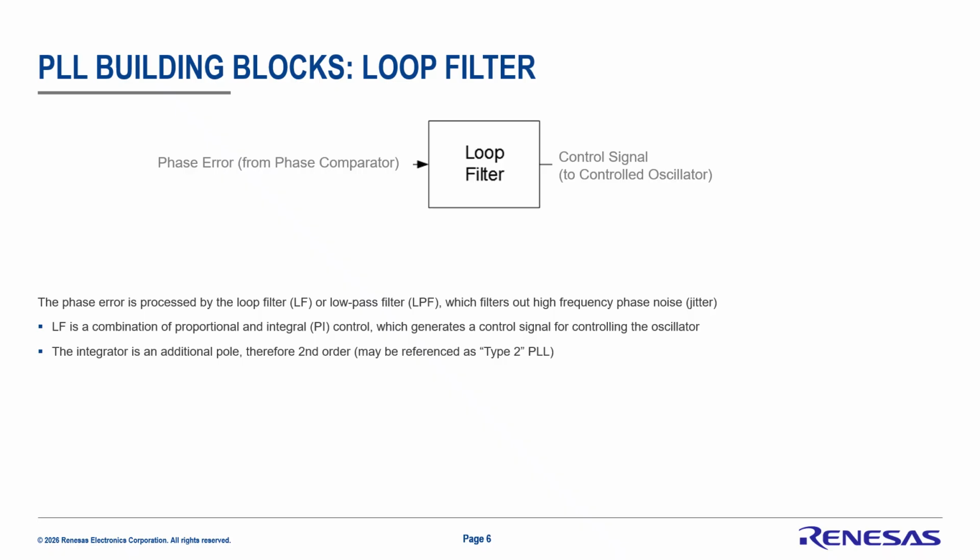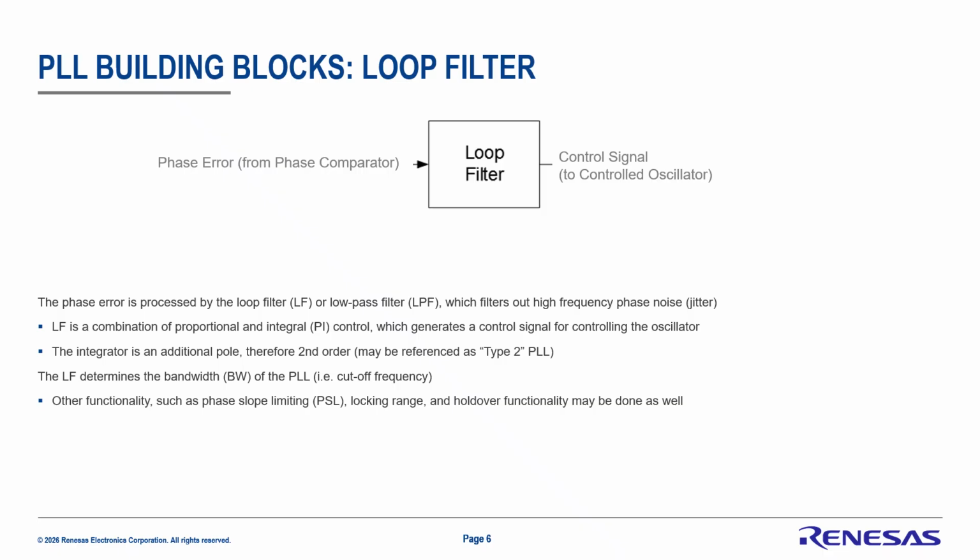The phase error is then processed by the loop filter, or low pass filter, which will filter out any high frequency phase noise from the input reference. The loop filter is a combination of a proportional path and an integral path, both of which will combine to generate a control signal to control the local oscillator.